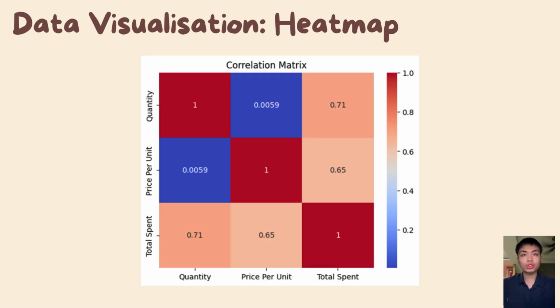The heat map shows a strong positive correlation of 0.71 between the quantity and total spend. This indicates that as the number of items purchased increases, the total amount spent also increases. This relationship is important for understanding customer purchasing behavior in a transaction environment like a cafe.